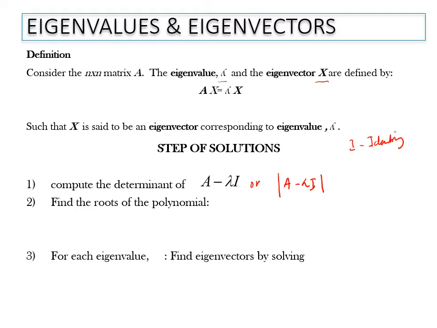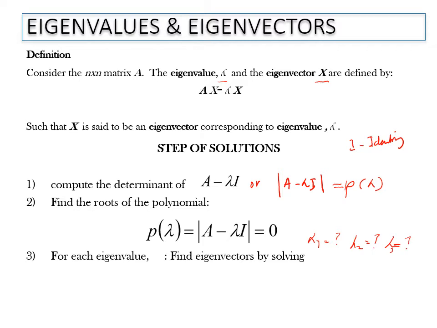The second step, we need to find the roots of the polynomial. So here we will let the polynomial of lambda equal 0, and we can find the roots. So we'll get lambda 1 equals what, lambda 2 equals what, and lambda 3 equals what. If we have lambda 4, we find lambda 4. For each lambda, we will find the eigenvectors by solving A minus lambda I times x equals 0. So we will look at the example.